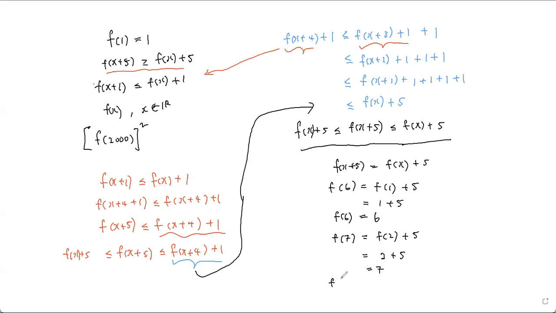So f(2000) will just be 2000, and the square of that is simply 2000 squared. That's our answer.